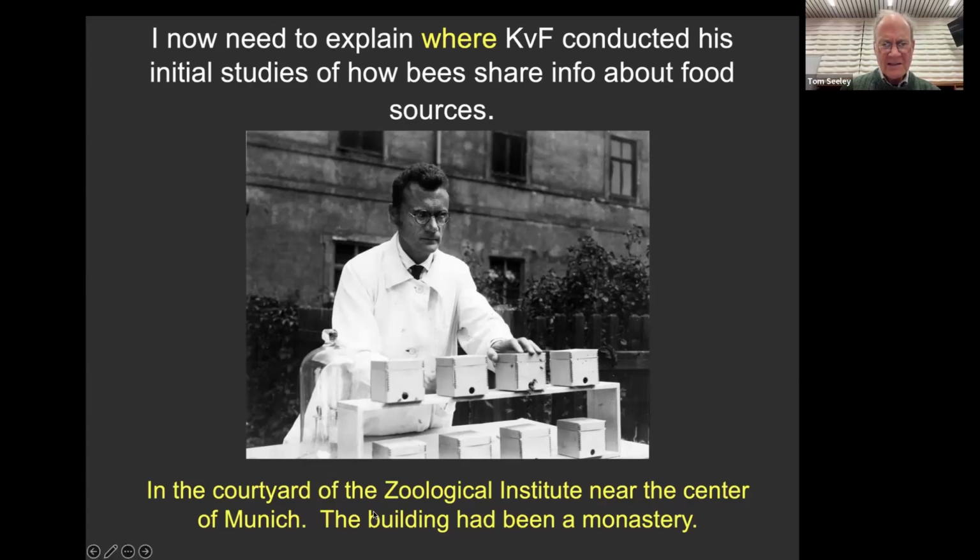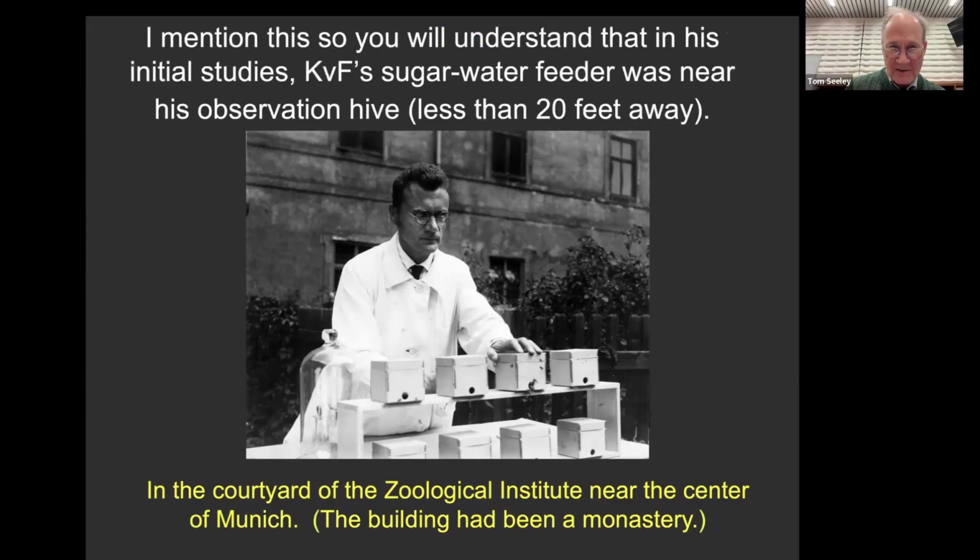So this courtyard was of the Zoological Institute, which is near the center of Munich. The reason I'm explaining this is because it's important to understand what he did in the context of the situation in which he was working. As I say, this building was in the center of Munich. There are not many flowers in Munich, and so he would see bees.